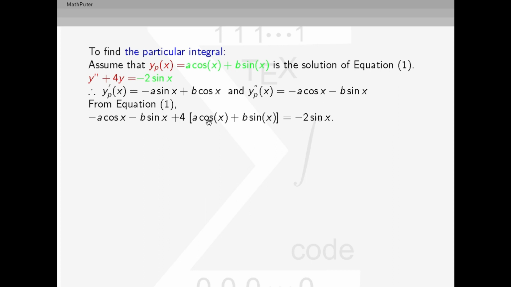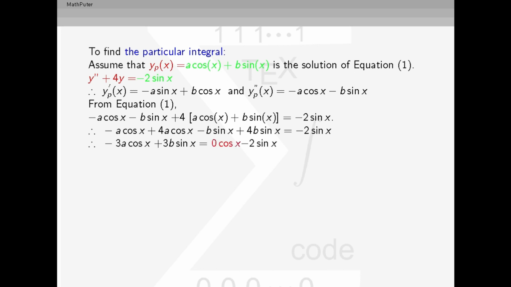So now let us combine the cos terms and sin terms. It is minus a cos x plus 4a cos x, and the sin terms, minus b sin x plus 4b sin x, which is equal to minus 2 sin x. The sum of the first two terms is minus 3a cos x, and the sum of the other two terms is plus 3b sin x. This is equal to minus 2 sin x plus 0 cos x. Now see, why am I writing 0 cos x here?